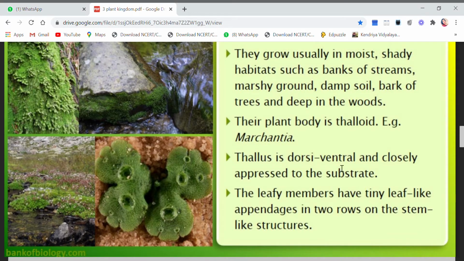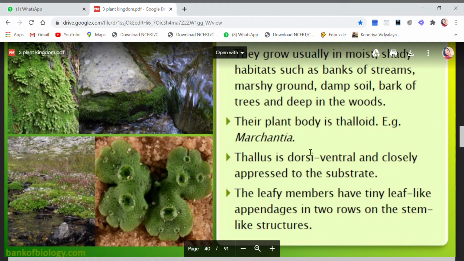The thallus is dorsiventral, which means it has an upper side and a lower side, a front side and a back side. It is appressed to the substrate. If you pick it up, you can see both sides of the thallus, that is, the dorsal side and the ventral side.